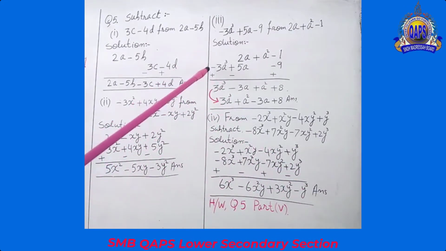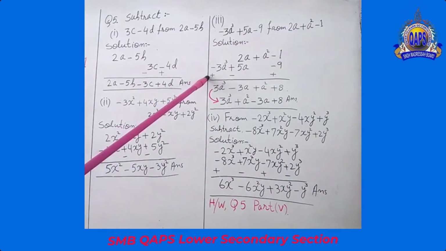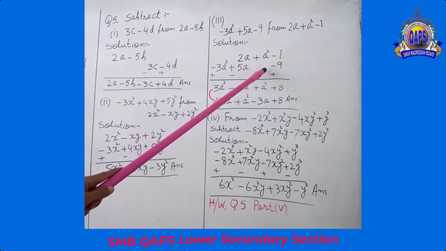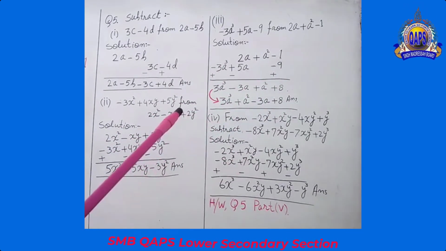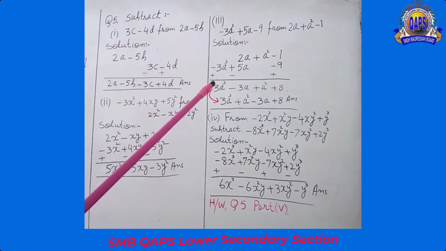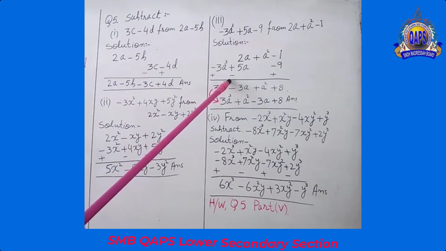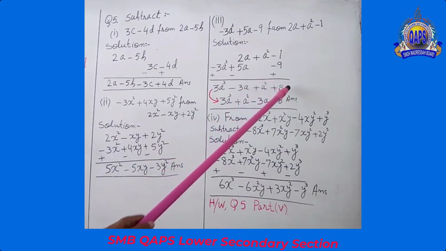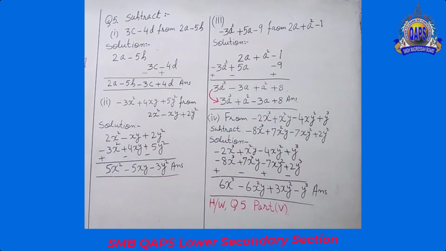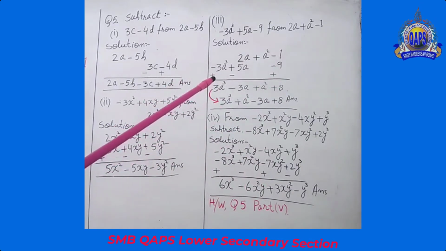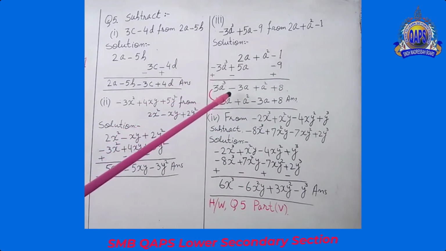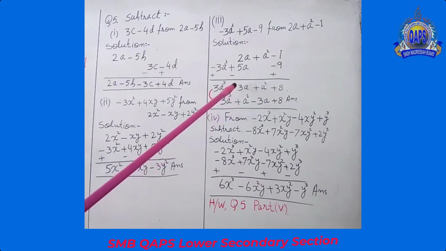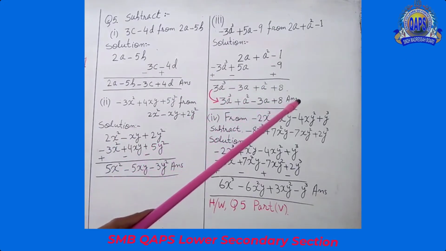Change the sign. This is minus, it will be plus. This is plus, it will be minus. This is minus, it will be plus. Answer will be 3a power 3 minus 3a plus a power 2 plus 8. We will write according to the power. So it will be 3a power 3 plus a power 2 minus 3a plus 8.